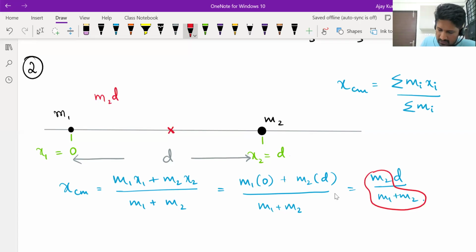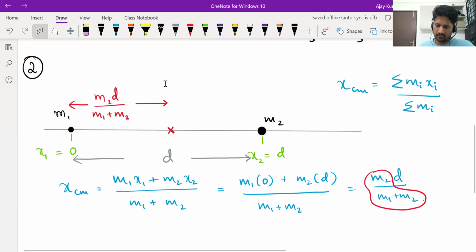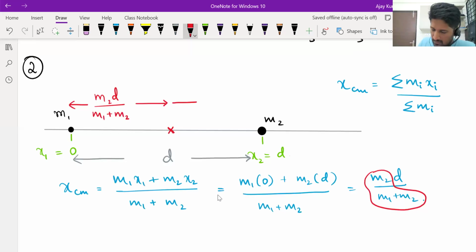That means this distance is m2d by m1 plus m2. Which distance? From m1 to the center of mass, the distance is m2d by m1 plus m2. Okay. Then how much will the distance on the other side be? D minus this. From D, if you subtract m2d by m1 plus m2, you will be getting m1d by m1 plus m2. That's the distance of center of mass from that side. Okay, so that cross represents the center of mass. I'll write it as C.